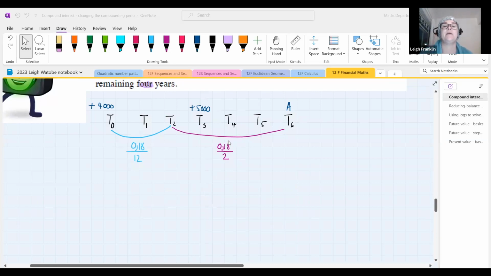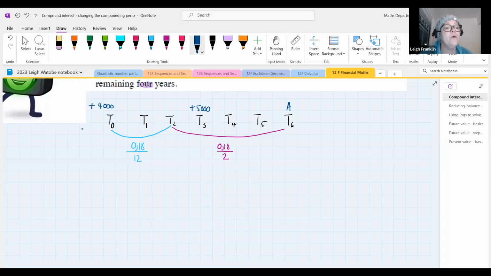Let me explain it all to you because it's going to be a little bit long, but it's not difficult. We are using compound interest. 4,000 Rand goes in at the beginning, and it grows at an interest rate of 18% per annum compounded monthly. That interest rate is only for the first 2 years. So here we would say 12 times 2.